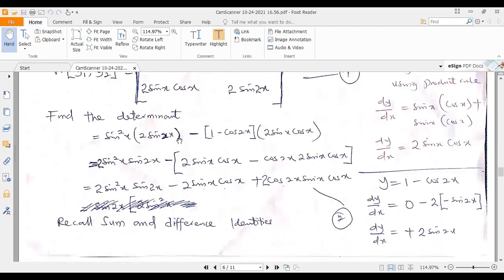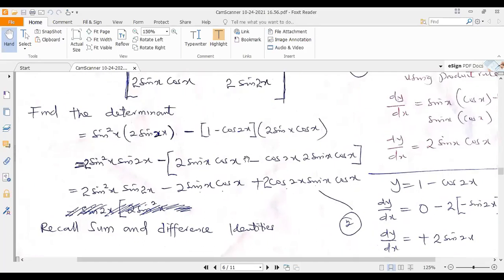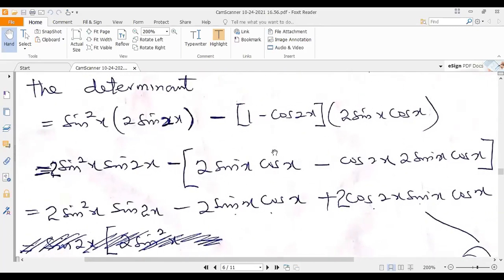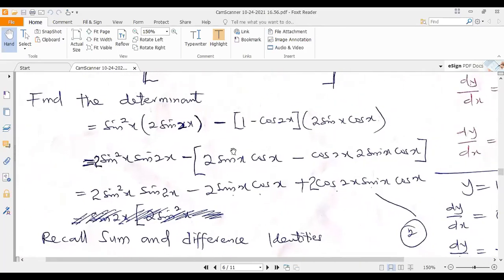So look at this now. We have this expression now. By the time you expand this, you have 2 sine square x, then sine 2x. Then minus, we need to expand these brackets. The minus will still come outside. Then you have 2 sine x cos x multiplied by 1, which gives you this one. Then 2 sine x cos x multiplied by minus cos 2x, which gives you this one.